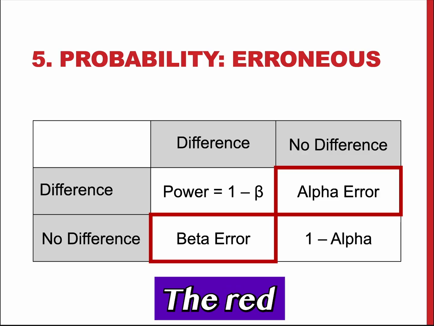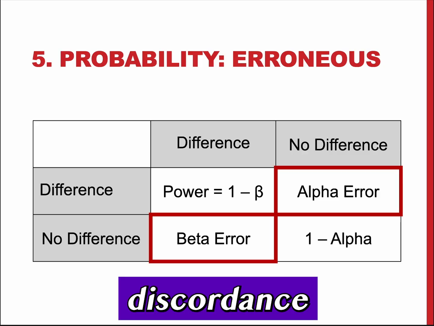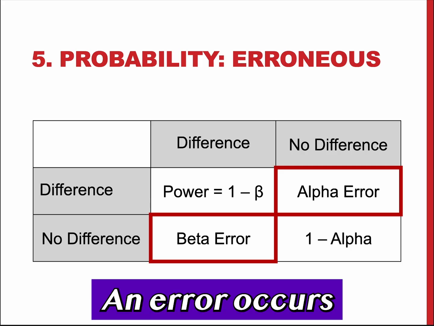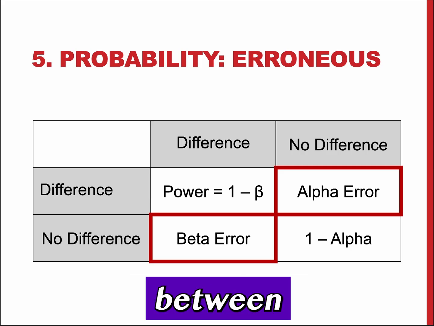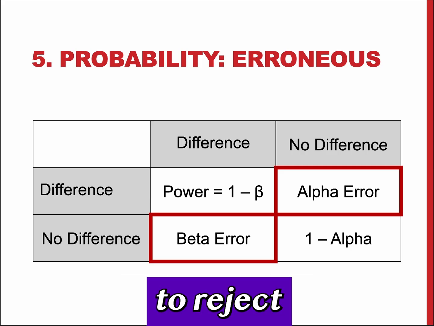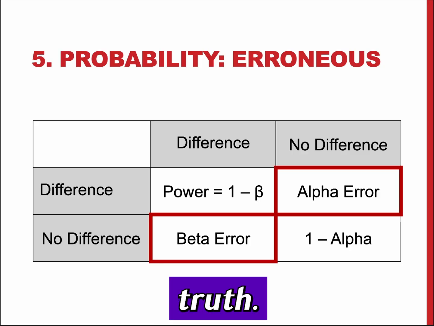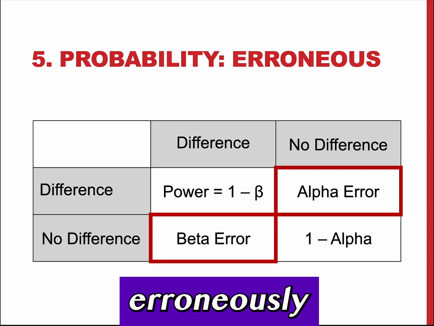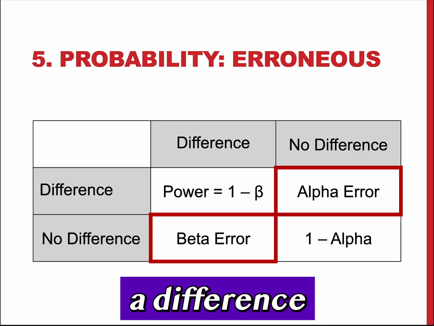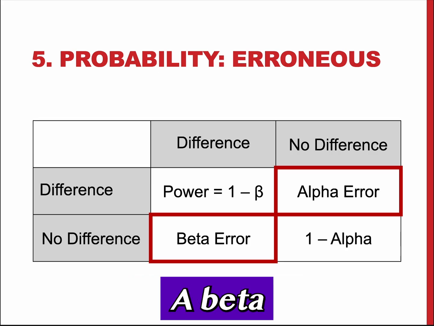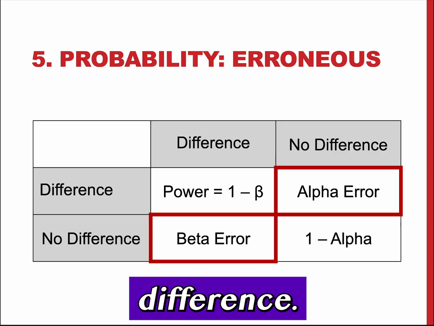In this table, the red bordered cells indicate areas of discordance or error. An error occurs when there is discordance between the conclusions made to reject or fail to reject the null hypothesis and the truth. An alpha error occurs when we erroneously conclude that there is a difference when there is no difference. A beta error occurs when we erroneously conclude that there is no difference when there is a difference.